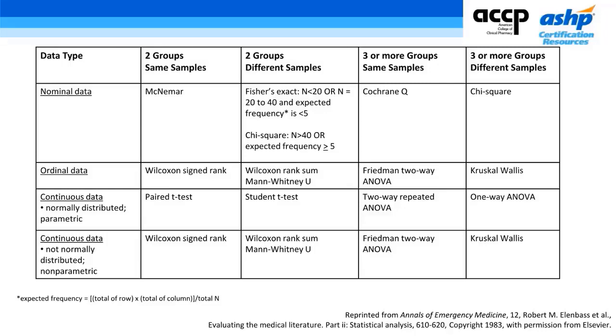And then the remaining columns describe the types of treatment groups, so 2 groups versus 3 or more groups, and then are we using the same samples like in a crossover design, or are we using different samples like in a parallel type of research design? And then each row depicts what type of data you would use for each different scenario.